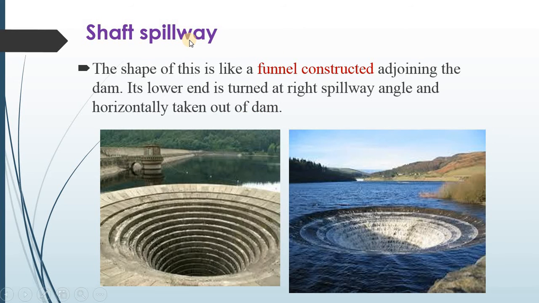Now this is the shaft spillway. The shape of this is like a funnel, as you see in this figure. It is a funnel construction adjoining the dam. It is connected to the dam. Its lower end is turned at a right angle and horizontally taken out of the dam. Such a construction like a funnel is called the shaft spillway. Whenever the water level increases, this water is accommodated in this funnel construction, so dam flooding is avoided.